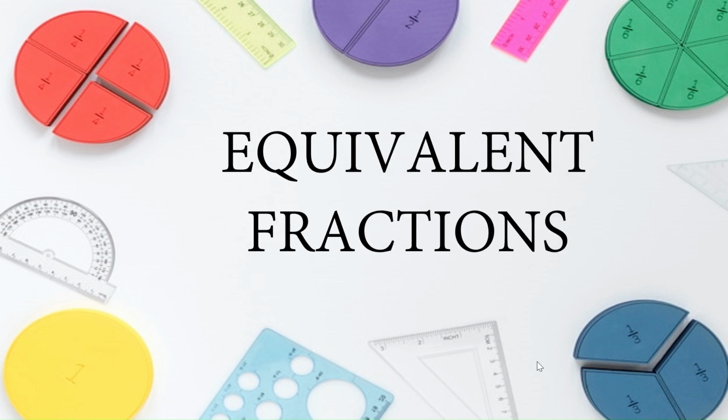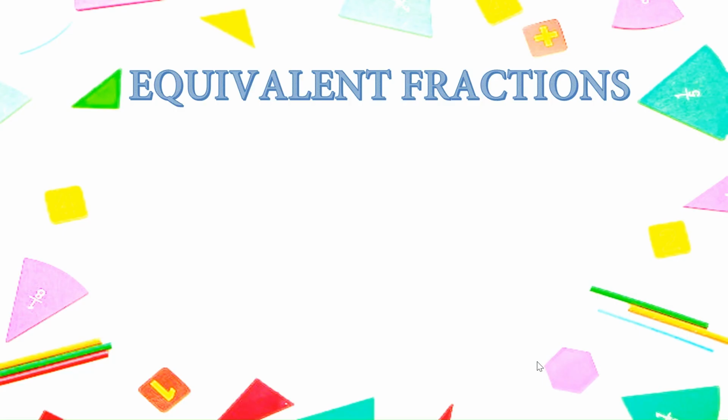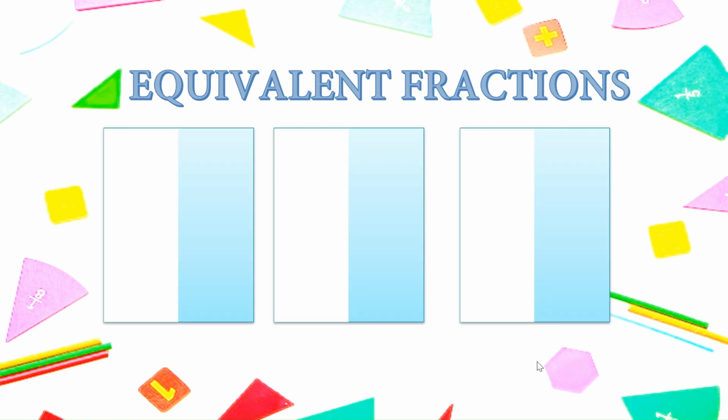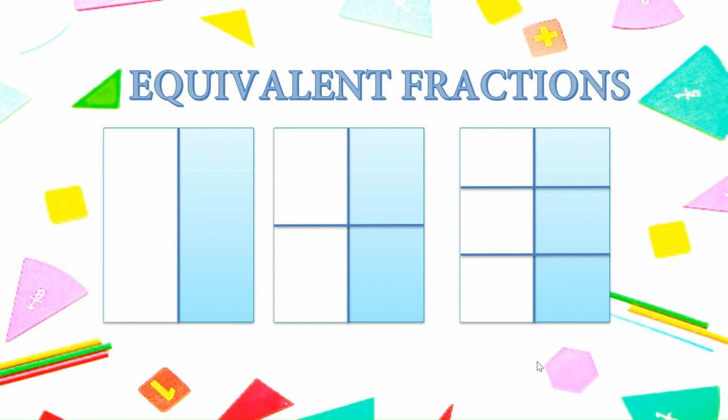Fractions, equivalent fractions. Take any three similar sheets of paper and shade a half of it in this way. The first one we will divide into two parts using a vertical line like this. The second one we will divide into four equal parts and the last one into six equal parts.